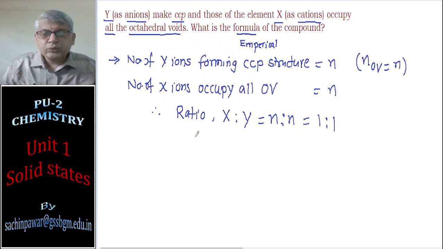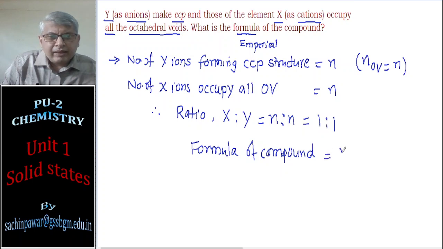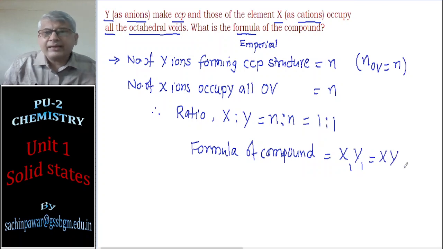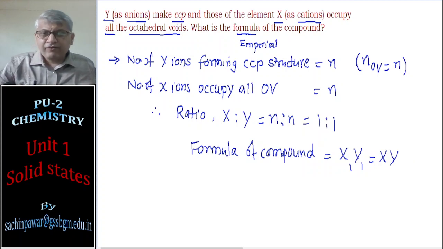Since the ratio is 1 is to 1, as you have learnt in PUC first year, unit number 1, the empirical formula, the formula of the compound, becomes X1Y1. We don't write the 1s, so it is XY. This is a problem based on the number of tetrahedral and octahedral voids. Let's quickly move on to the next problem.